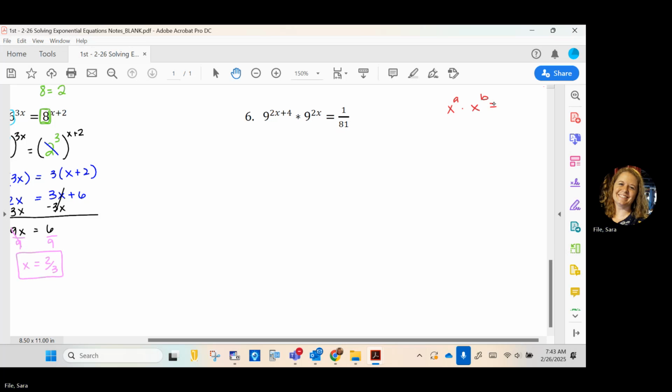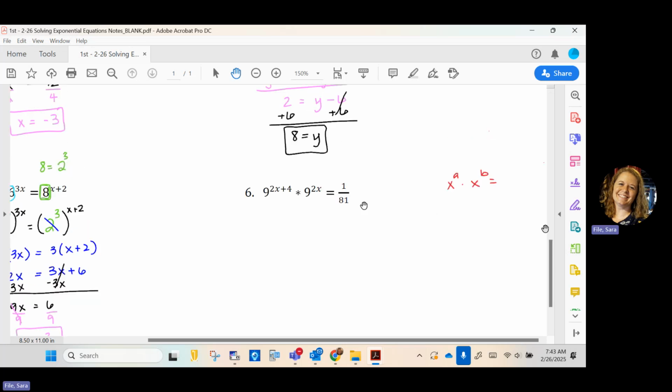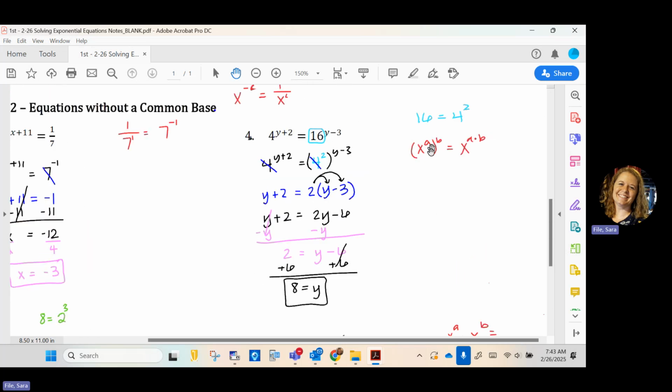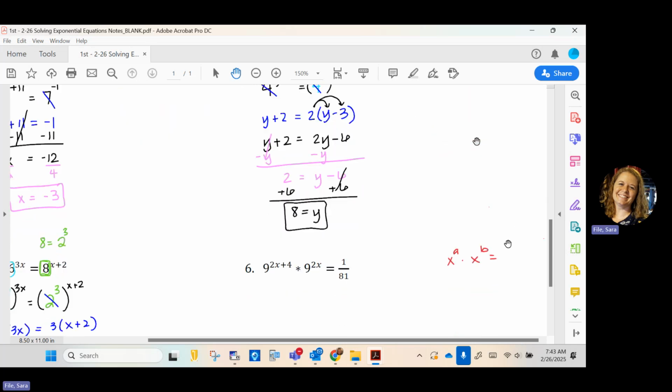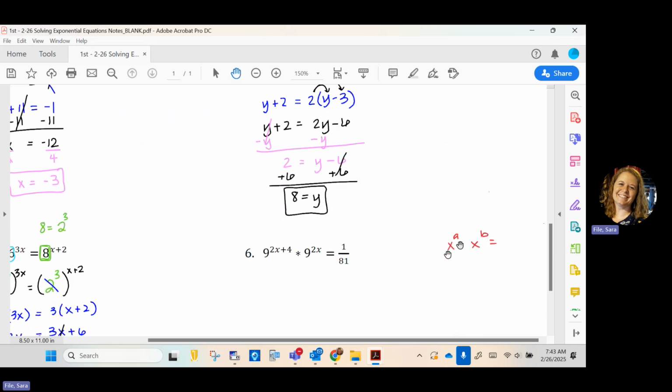Add them. So up here in this one, we said when you have a power raised to another power, a power to a power, you multiply the powers. But these powers have their own individual base. Their bases are the same. See how they're both base 9 over here? You end up adding those powers.